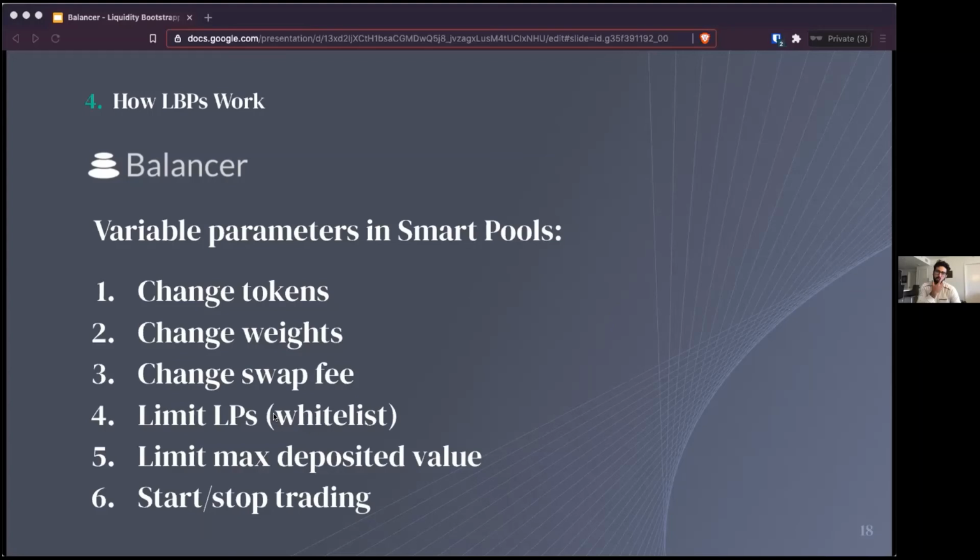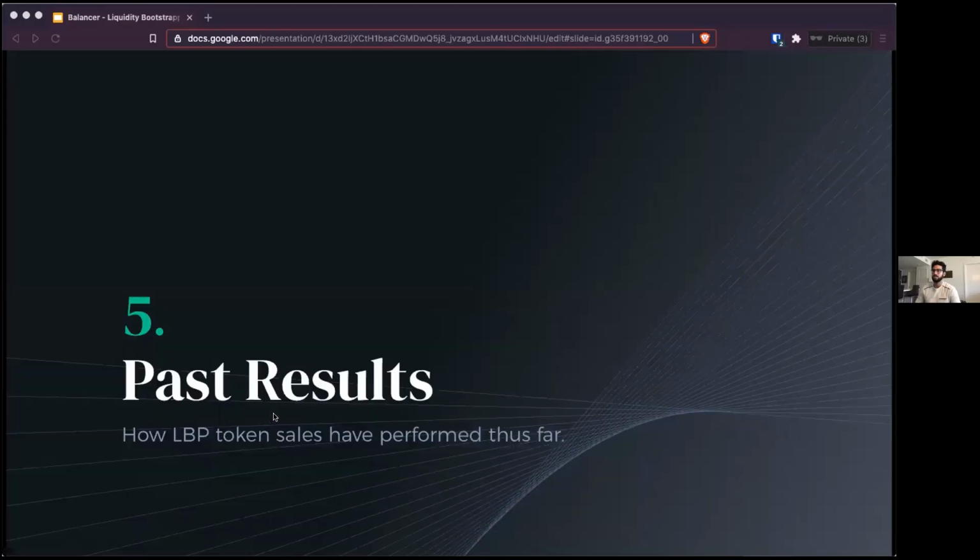And then you'll also be using the whitelist function so that only the pool controller is providing liquidity for this token sale. And you'll use the start stop trading function to make this a finite time period, so that your token sale might last a day or 2 or 3 days. Those are some common configurations.